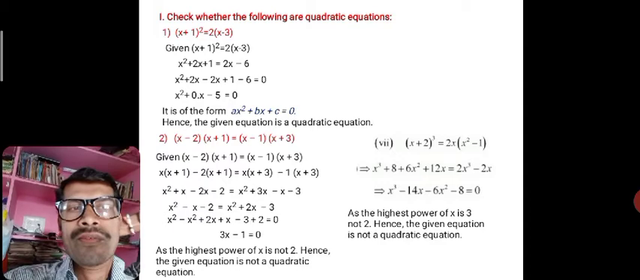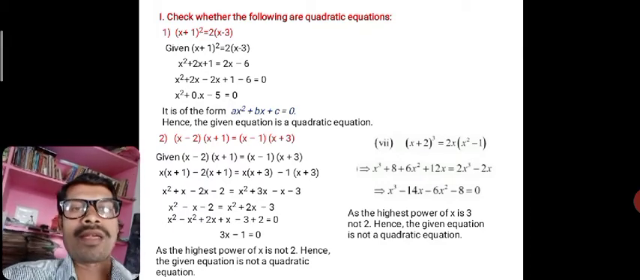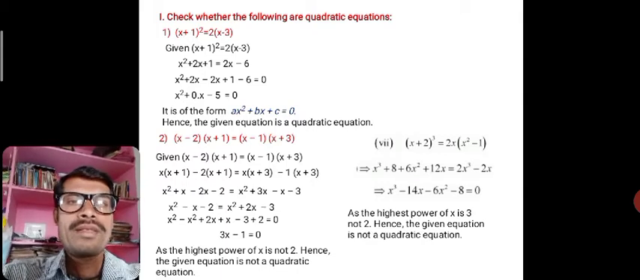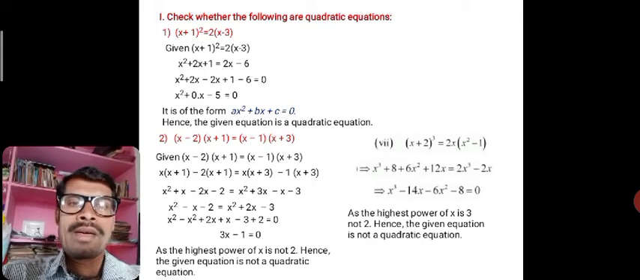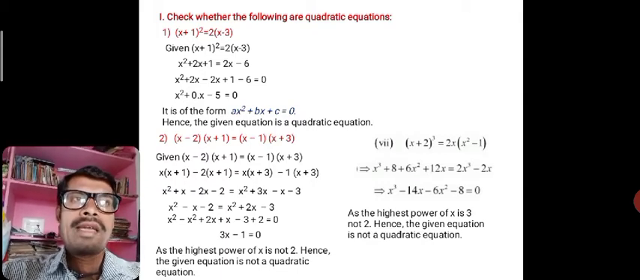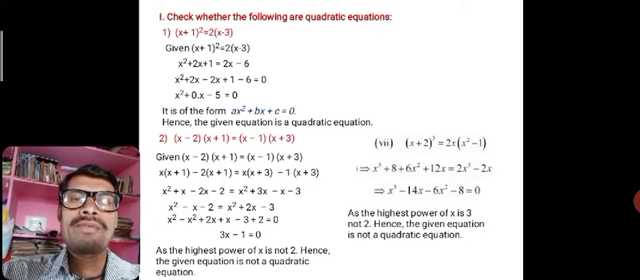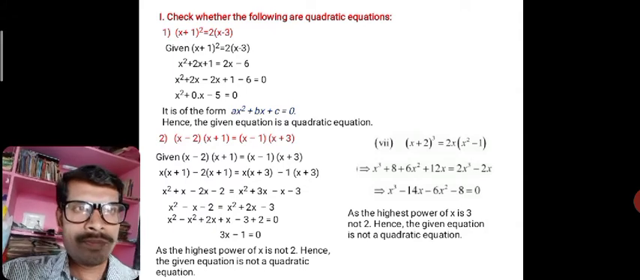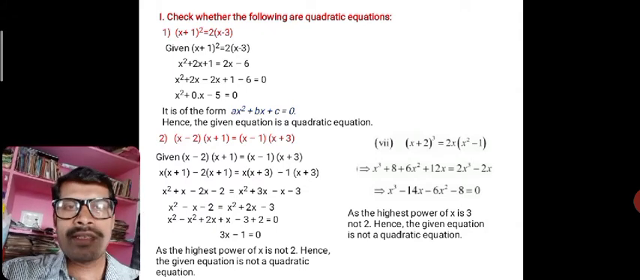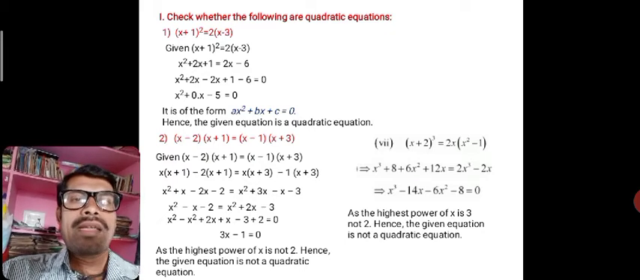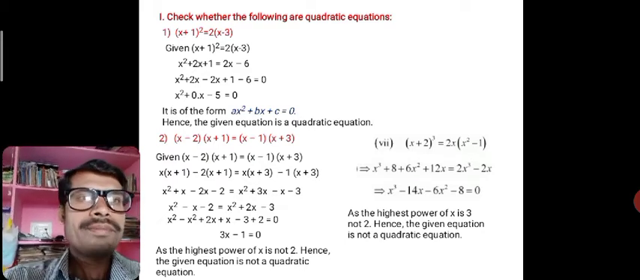Hence, the given equation is not a quadratic, but it is a cubic equation, because the highest power of the variable is 3 here. In a quadratic equation, the highest power of the variable is 2. This also does not resemble the standard form ax² + bx + c = 0. Therefore, this is not a quadratic equation, we can judge.